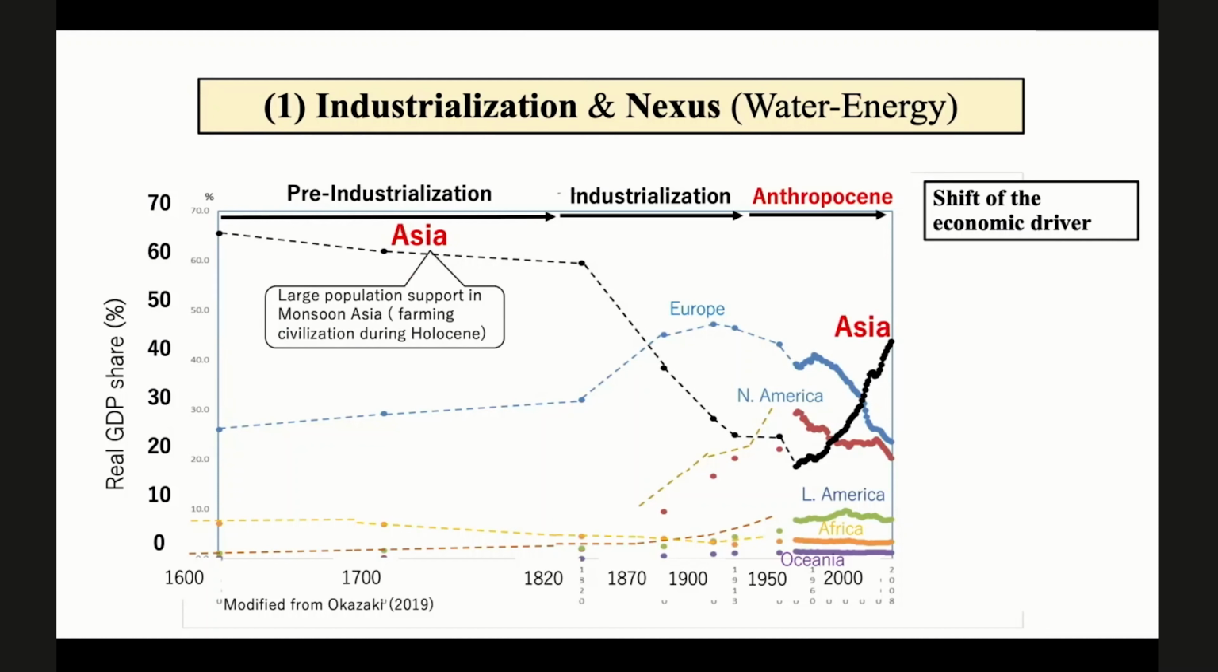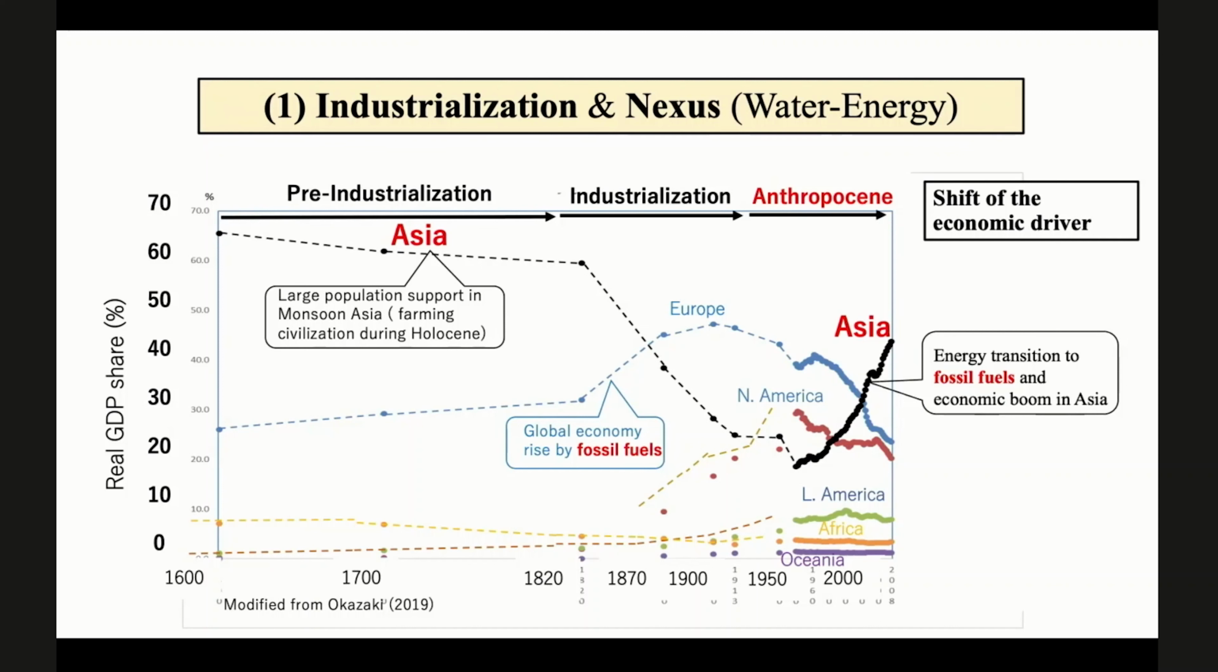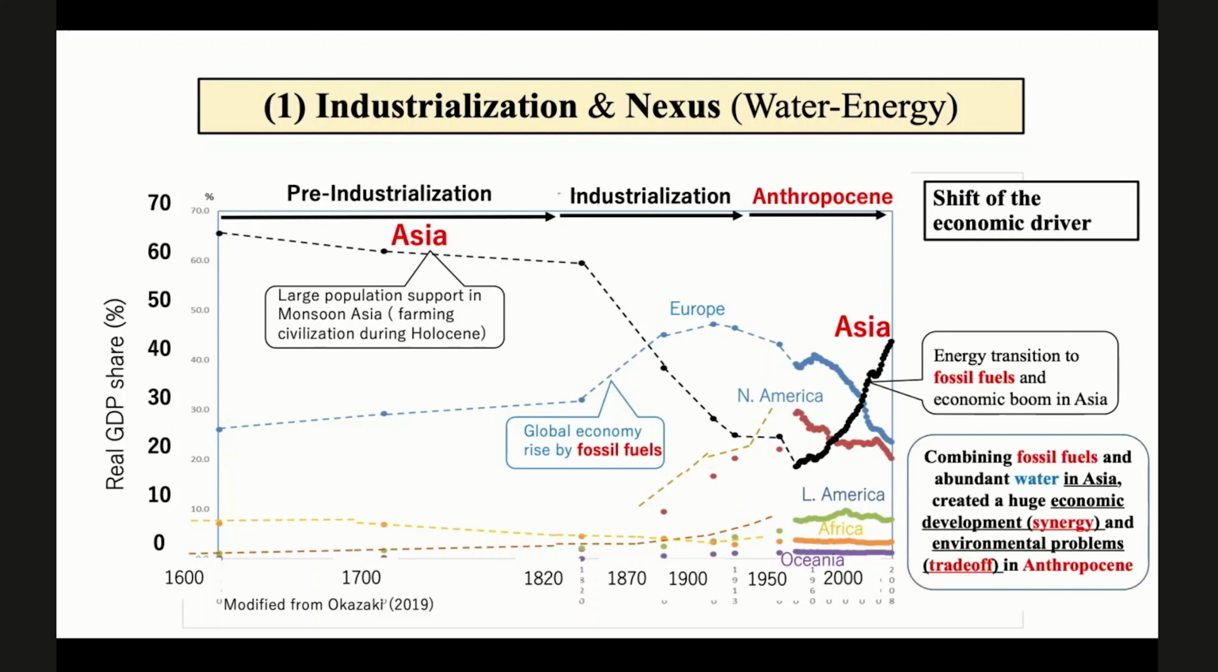In the pre-industrialization period, the large population supported in monsoon Asia can explain this high share of GDP in Asia. But in the industrialization period, the global economy rose by fossil fuel, with the energy transition to fossil fuel, and the economic boom in Asia occurred after World War II. Combining fossil fuel and abundant water, including groundwater in Asia, created huge economic development and environmental problems, such as land subsidence and groundwater contamination.